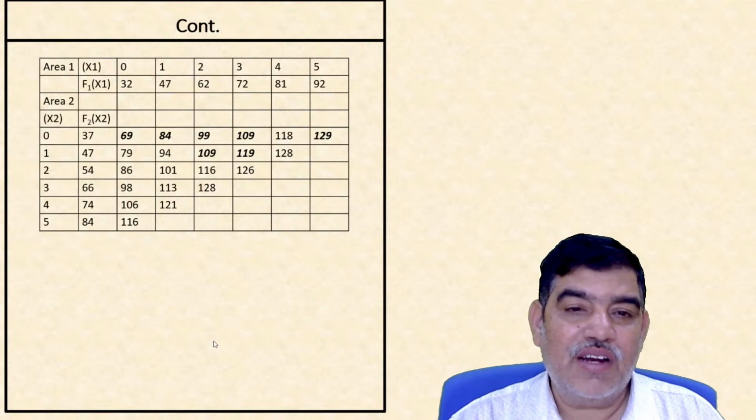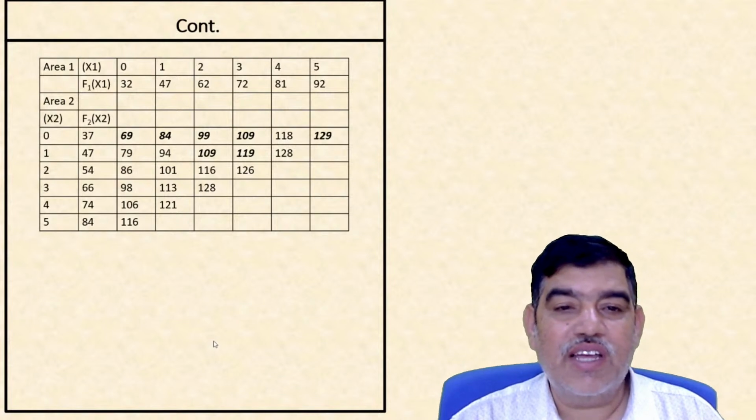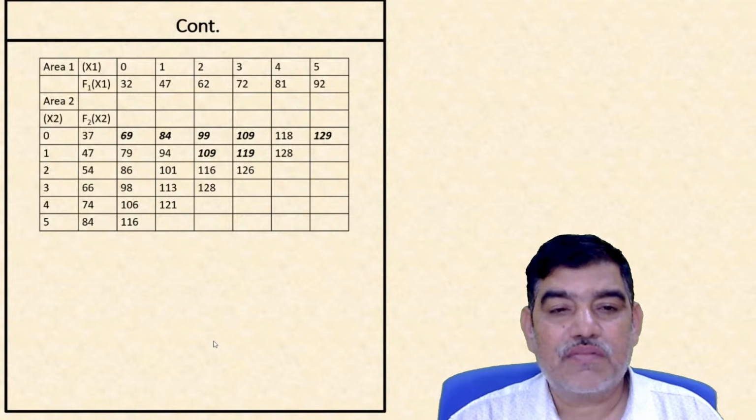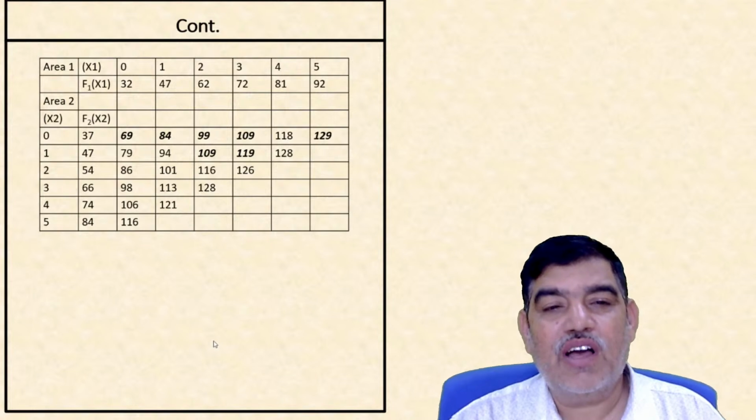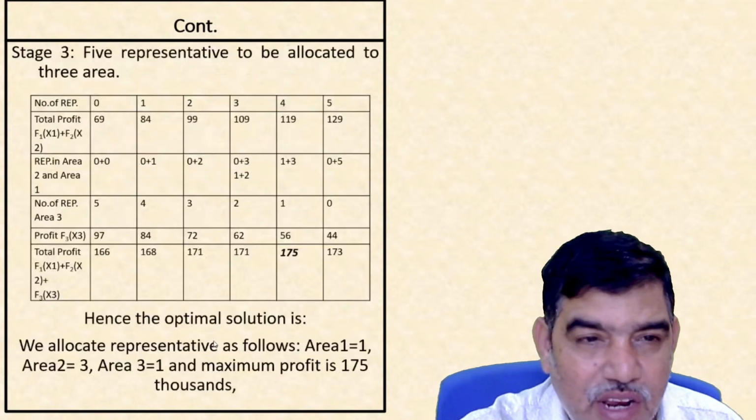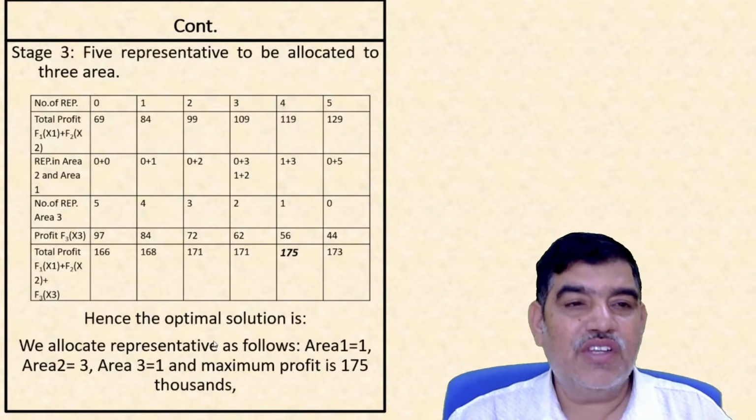And at the end, 129 is the maximum profit. If you draw this table, it's very easy. Take area 1, take area 2, add the profit of area 1 and area 2 as per the representatives mentioned in the question, and just collect the highest or maximum profit. After calculating, we go to stage 3.